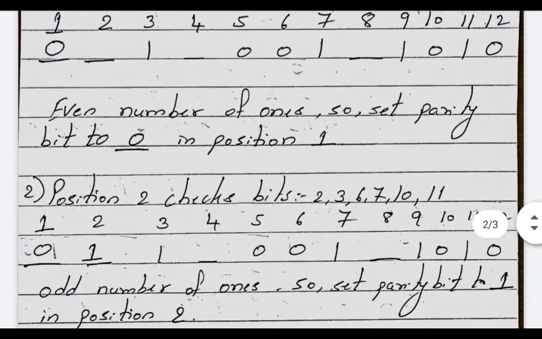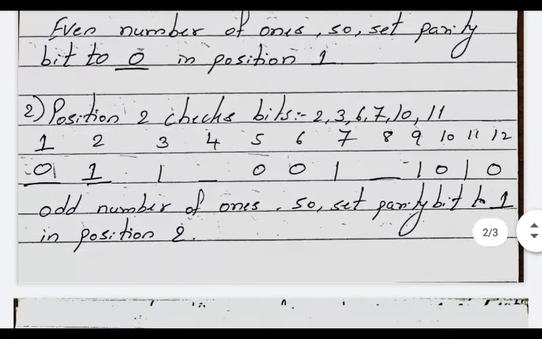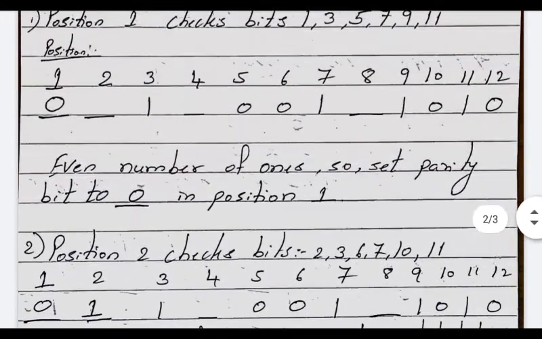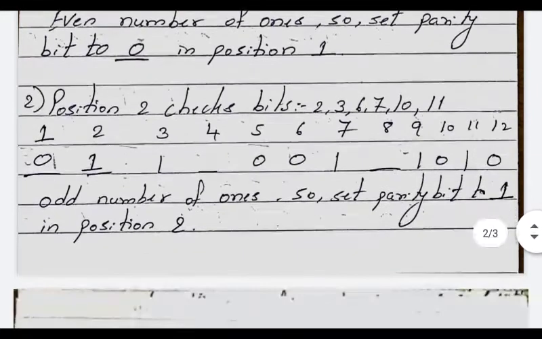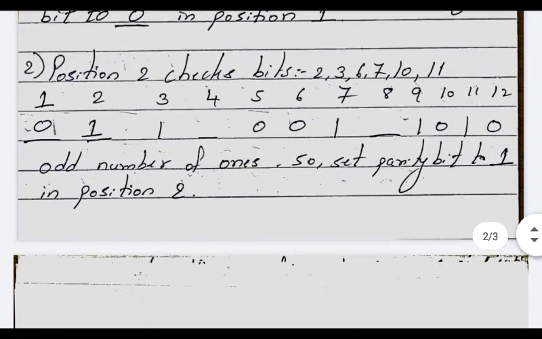Now go to the second position. You have already found the parity bit for position 1. Now you have to find the parity bit for position 2. What is the rule for position 2? Check 2 bits, skip 2 bits. So check 2 bits starting from position number 2: 2, 3 you check, 4, 5 you leave, 6, 7 you check, 8, 9 you leave, 10, 11.